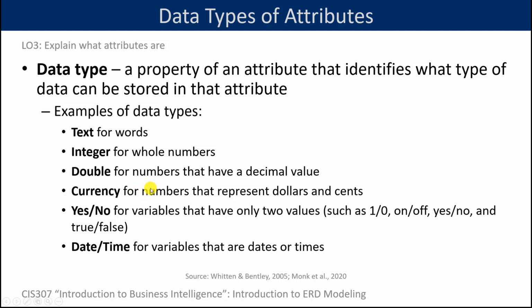Currency stores numbers representing dollars, cents, and other currencies. Yes/No, or Boolean, data type is for variables that have only two values, such as 1 or 0, on and off, yes and no, true or false. And then date and time is for variables that store dates or times. Probably it's clear that we should not use an integer to store dates because dates have certain formatting. Also, date and time values are not numbers in the sense that you cannot perform arithmetic operations with them. You cannot multiply or divide them. That's why you need to use a separate data type to define a date/time attribute.